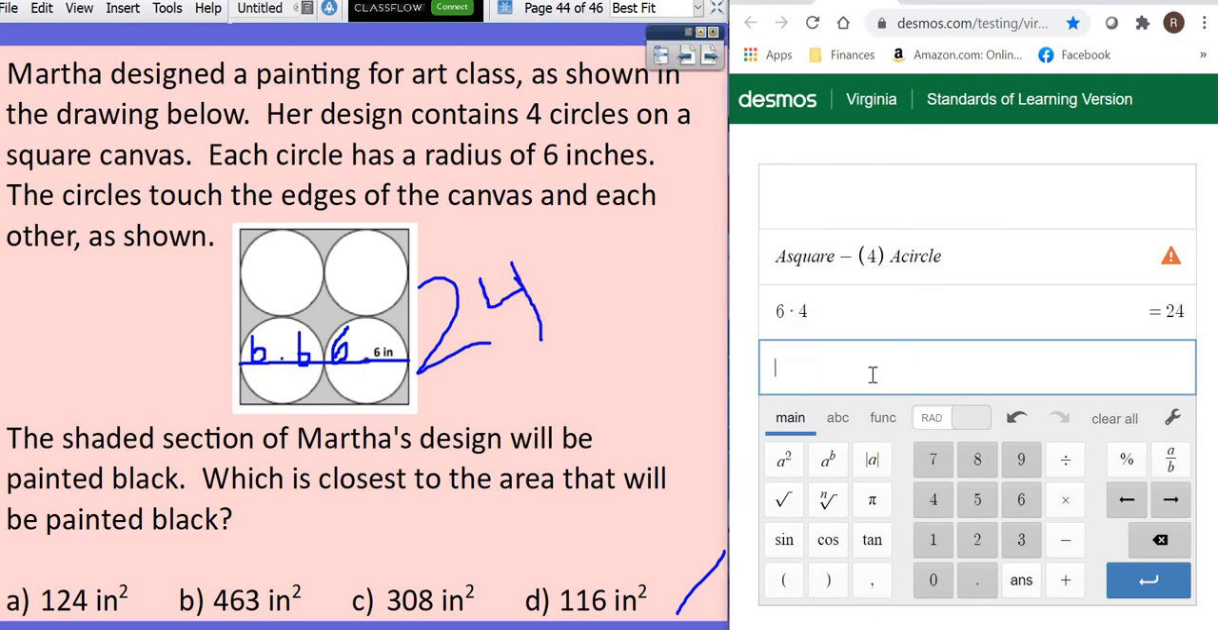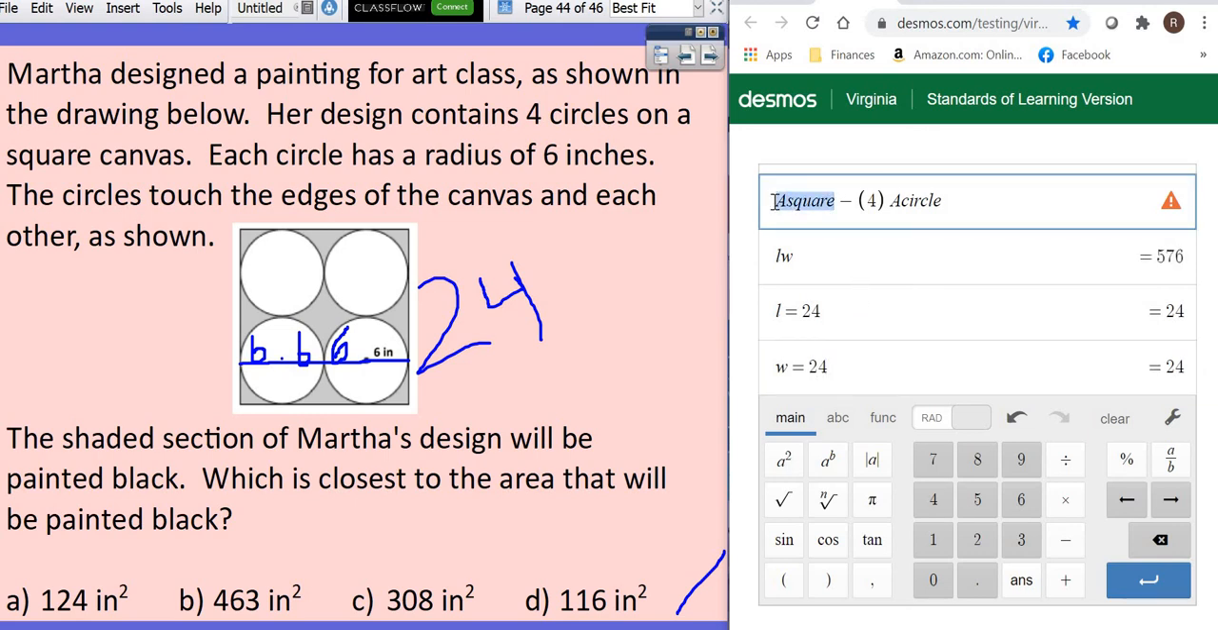So now let's think about the formulas we're going to need. Well, the area of a square is length times width. And I know that my length is 24. We just figured that out. And I know my width is 24. We just figured that out. So that means the area of my square is 576. So I'm going to go ahead and put that there.